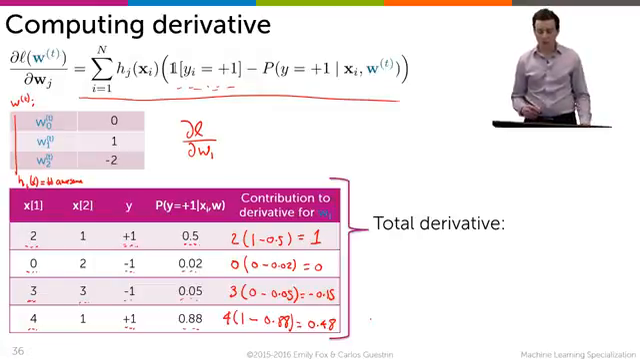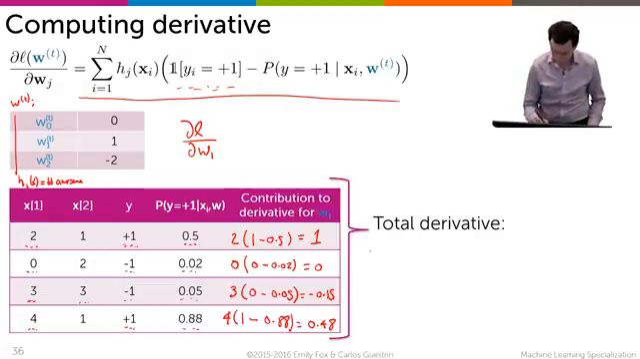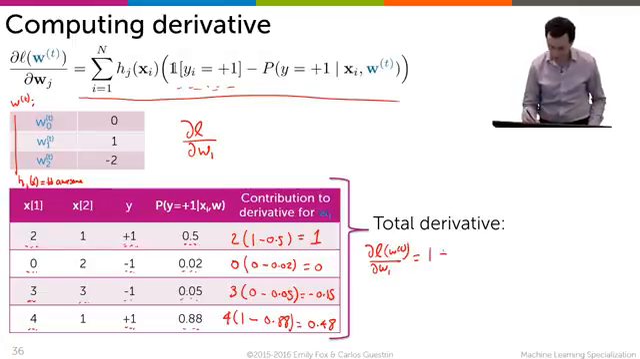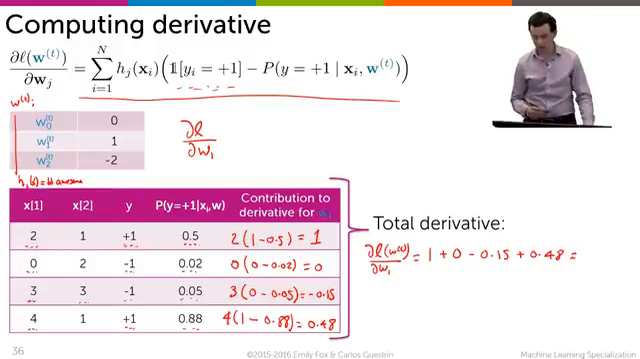Great. And so the total derivative is just going to be the sum of each one of these contributions added up together. So the derivative of L computed at Wt with respect to the parameter W1 is just going to be the sum of these 4 contributions. So 1 plus 0 minus 0.15 plus 0.48, which is equal to, if you add it all together, 1.33.